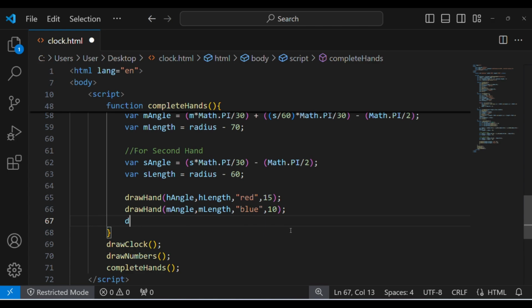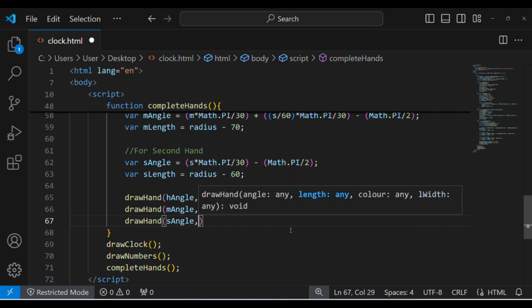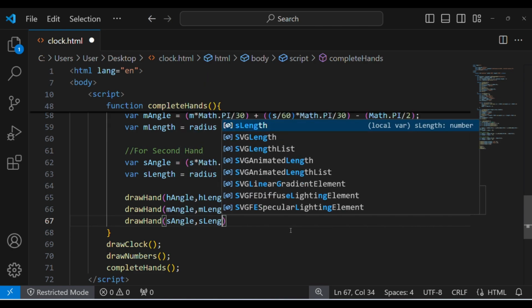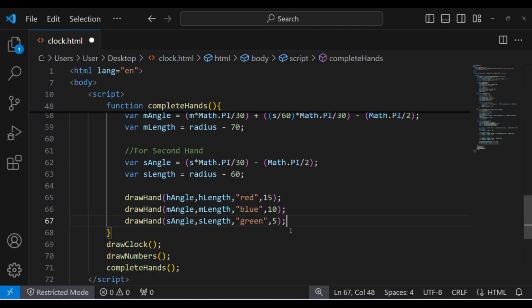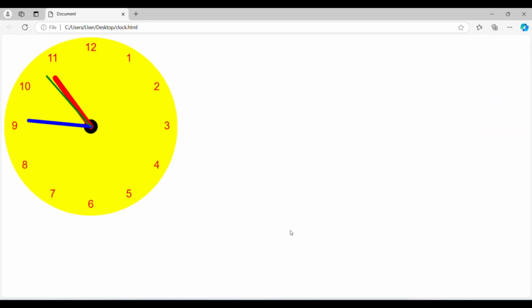Similarly, for the second hand, draw hand, s angle, then s length, color, let's say green, and then line width 5. That's it. Now let's save the changes and let's refresh our page. Now you can see our minute hand and second hand, but the hands are not updating. They are not showing the time continuously.